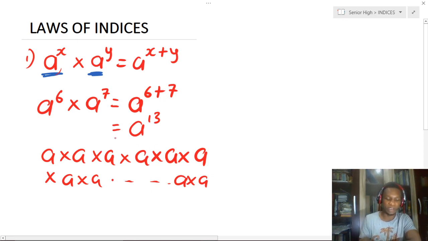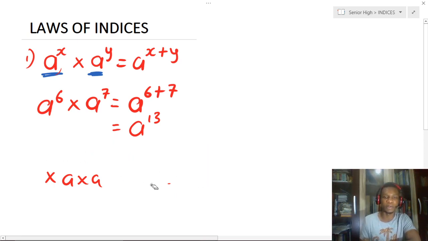So please, I have so many jargons here, let me take them off. Okay, so this is out now. So that's the first law. The first law tells us that whenever a base that is alike multiplies each other, just take one of the base and add the index. Is that good? So let's enter the next part.